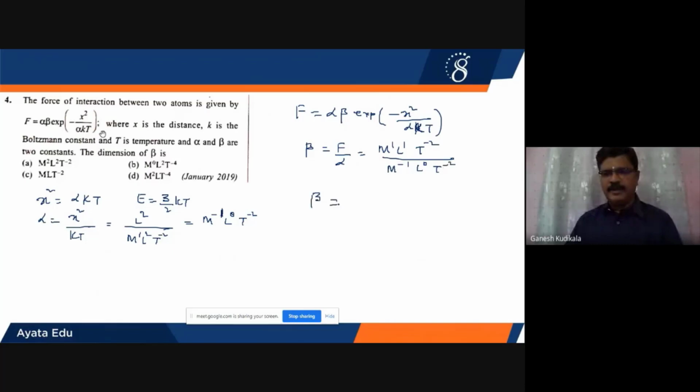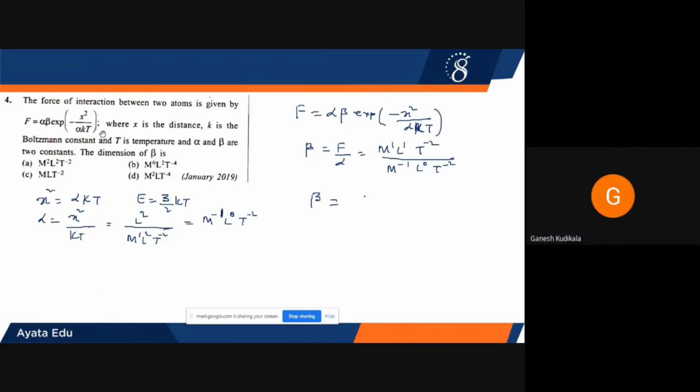Therefore, beta value will be M to the power of 1 divided by M to the power of minus 1, which is M to the power of plus 2, since 1 plus 1 becomes 2. L to the power of 1 minus 0 is 1 only. T to the power of minus 2 divided by T to the power of minus 2 goes to the power of plus 2, so minus 2 minus 2 becomes minus 4. So therefore, M square L to the power of 1, T to the power of minus 4. That is your fourth option.